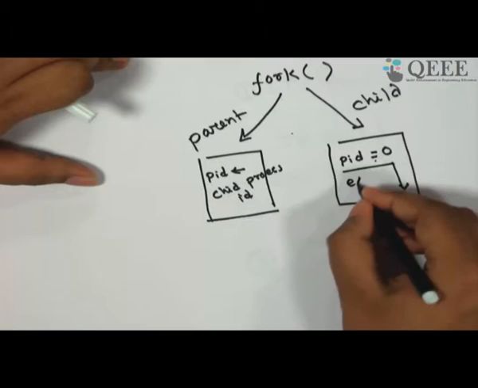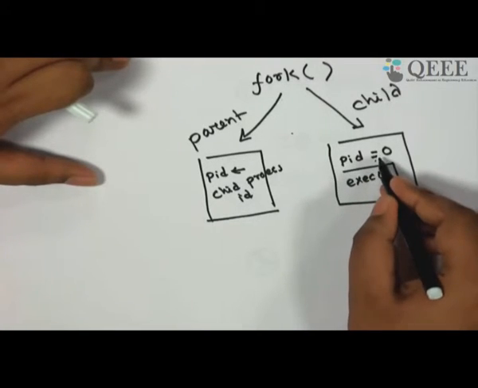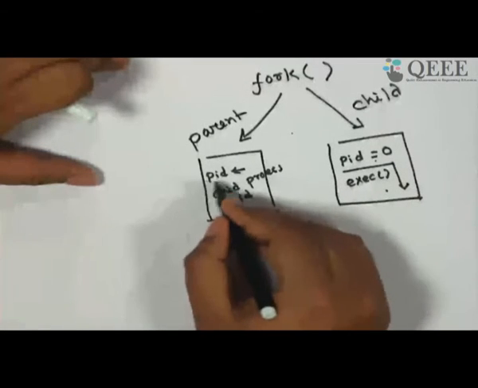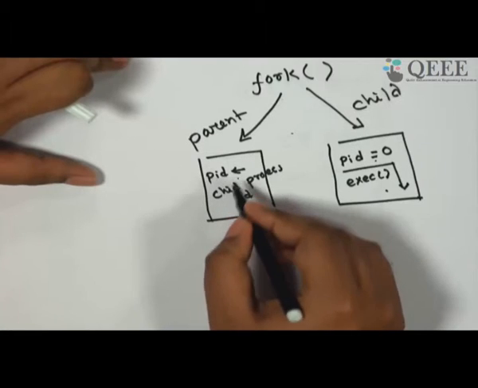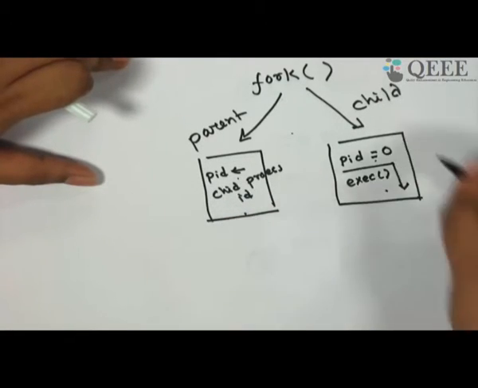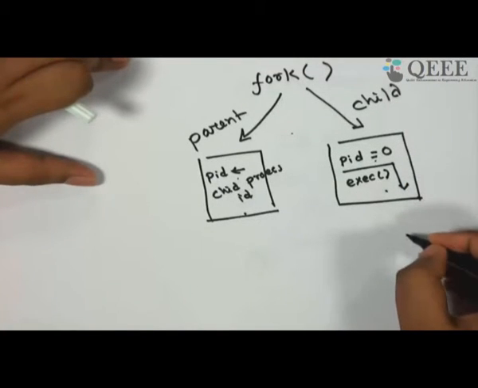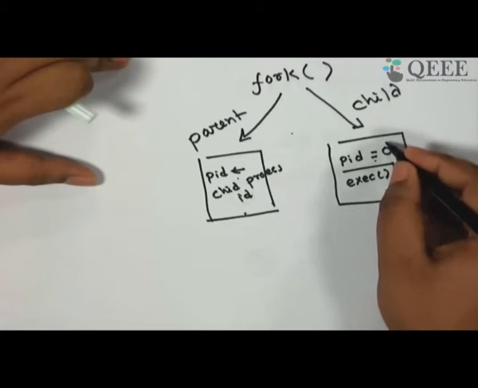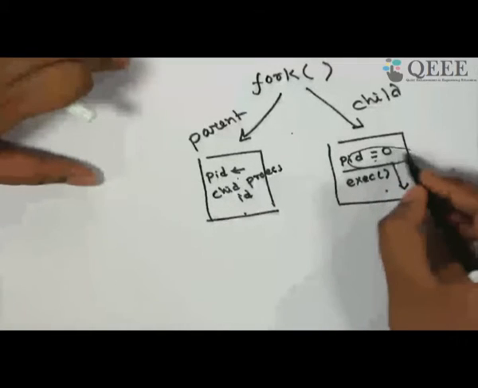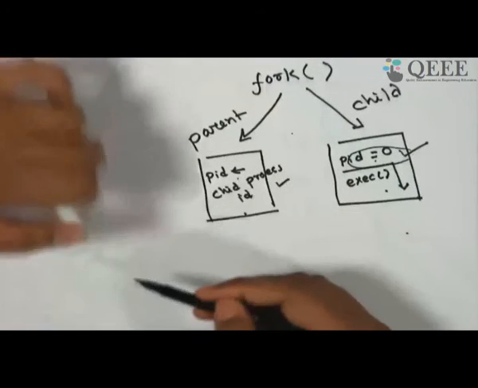Say for example, after that you have written execute. If PID equals 0, that means you are going to execute that part of the code inside the child process. And if PID is non-zero, meaning greater than 0, you are going to execute that part of the code in the parent process. The rest of the code is there, but the child process will not execute it, because that will not make the condition true. This condition will only become true in the child process, and the other condition will only become true in the parent process.